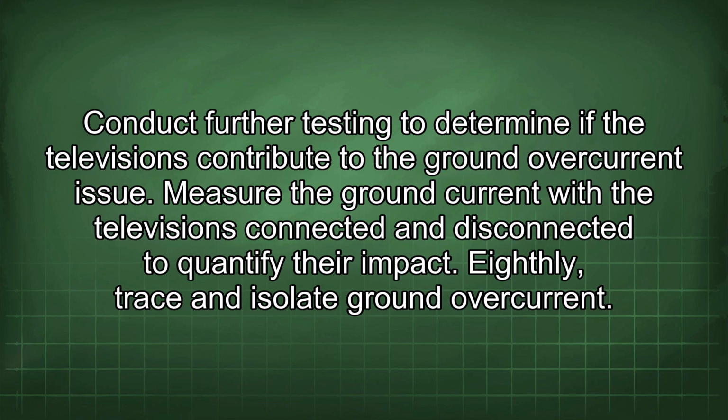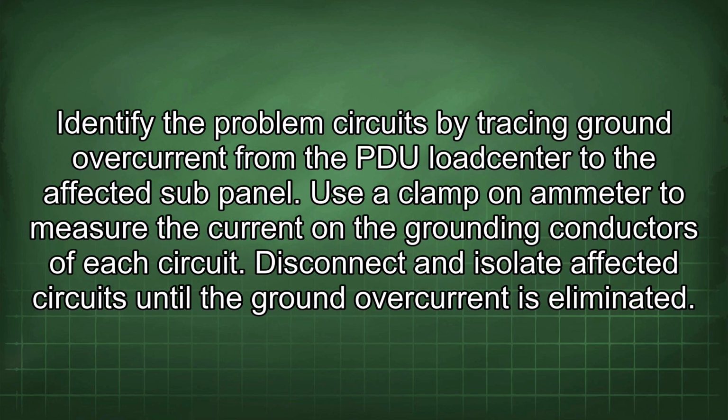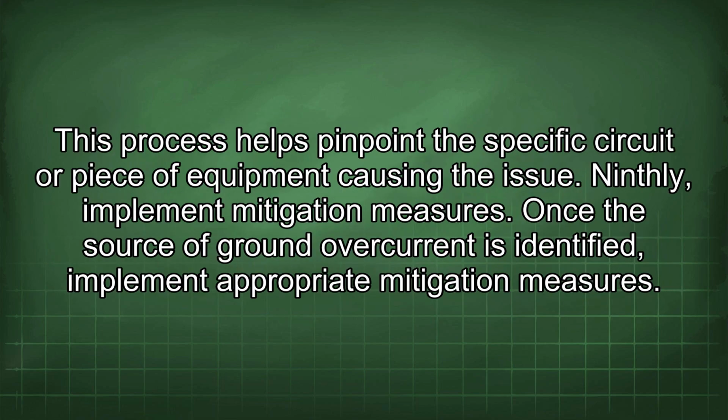Eighthly, trace and isolate ground overcurrent. Identify the problem circuits by tracing ground overcurrent from the PDU load center to the affected sub-panel. Use a clamp-on ammeter to measure the current on the grounding conductors of each circuit. Disconnect and isolate affected circuits until the ground overcurrent is eliminated. This process helps pinpoint the specific circuit or piece of equipment causing the issue.